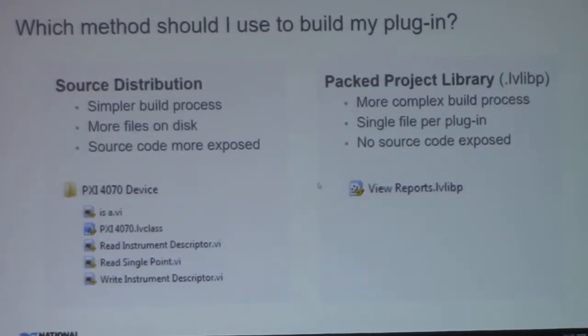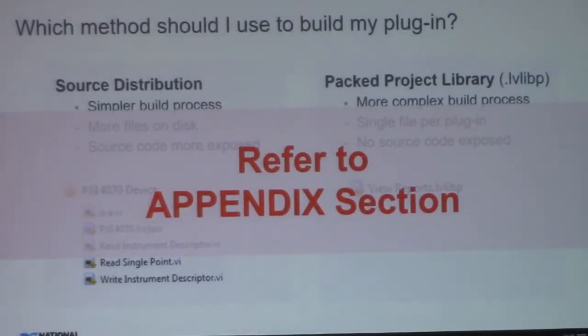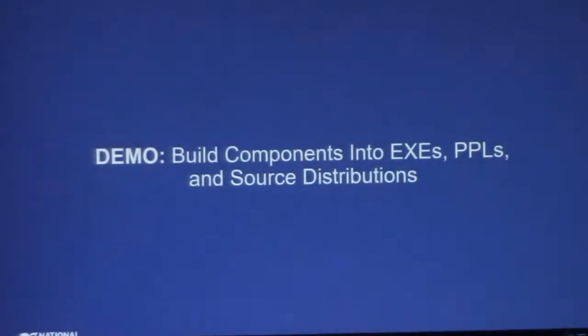Question? Source distribution also has a weakness in that if your main executable doesn't contain a particular sub-VI that one of the source VIs requires, it breaks, correct? I believe so. Rather than get into the deep dive here, refer to the appendix, which is going to have more slides. I covered it last year in my presentation, but I want to make sure we have room for questions and for packages and stuff.